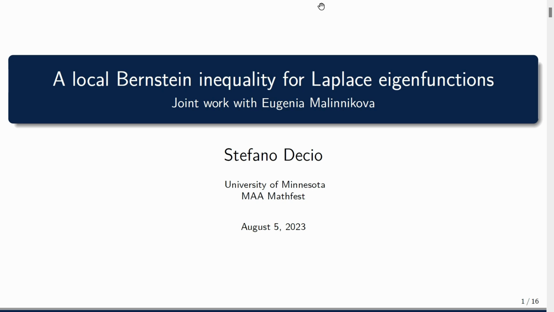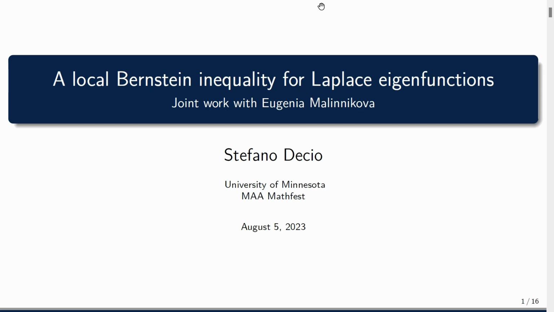Okay, I want to talk about some work I did with my former advisor. Well, I guess an advisor is never former, so with my advisor, Evgenia Malinnikova, about some gradient inequalities for Laplace eigenfunctions. It might be a little technical, hopefully not too much, but feel free to stop me and ask questions at any point. I don't have an ambition to actually go through everything that I want to say.